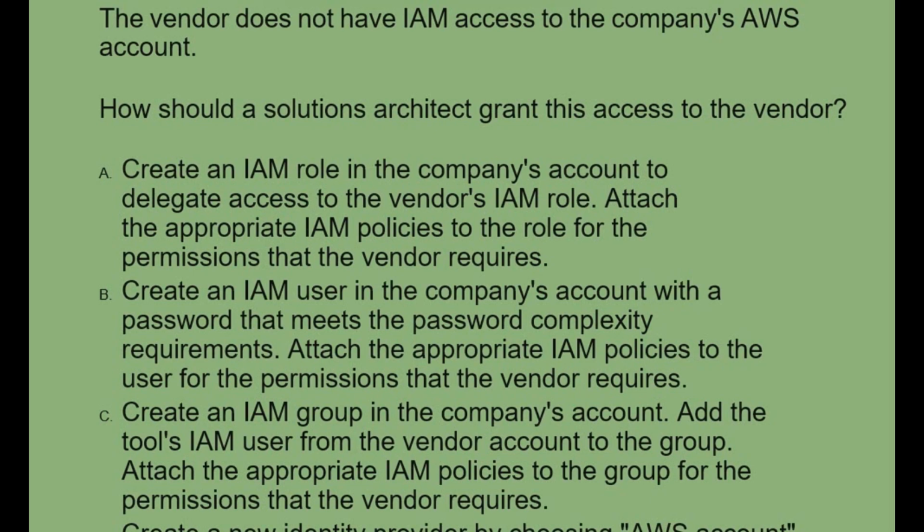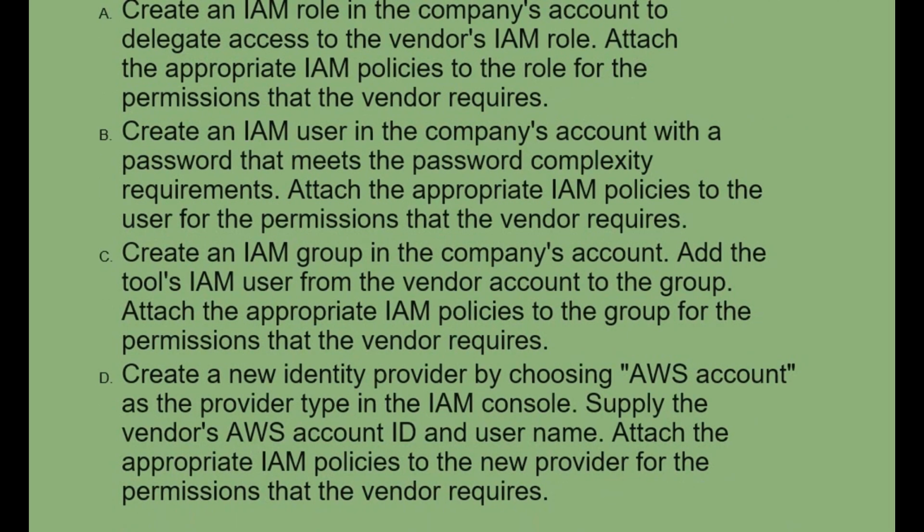Option C, create an IAM group in the company's account. Add the tool's IAM user from the vendor account to the group. Attach the appropriate IAM policies to the group for the permissions that the vendor requires. Option D, create a new identity provider by choosing AWS account as the provider type in the IAM console. Supply the vendor's AWS account ID and username. Attach the appropriate IAM policies to the new provider for the permissions that the vendor requires.